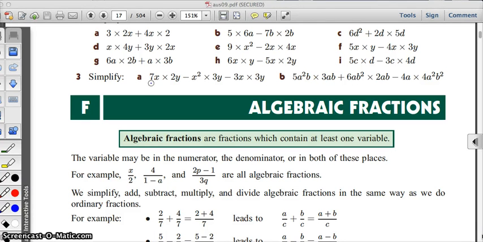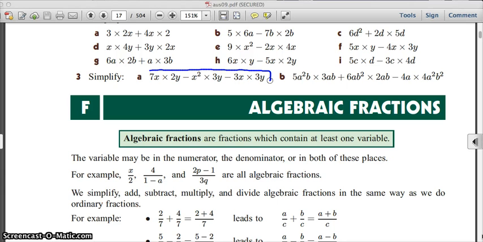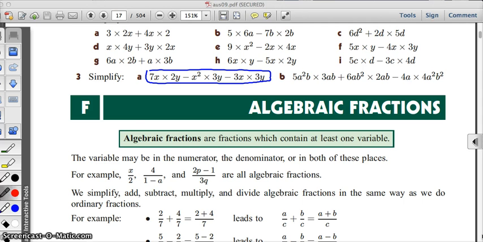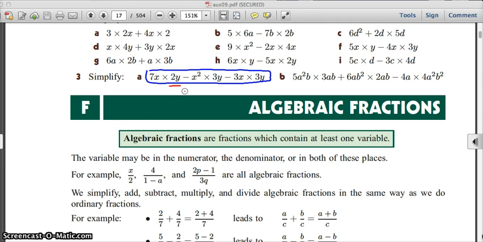Okay, so we're looking at this one. I would say again, try and identify the like terms. 2y, 3y, and 3y. Yep. Okay. So the way this is structured, I'm not sure we can do that.